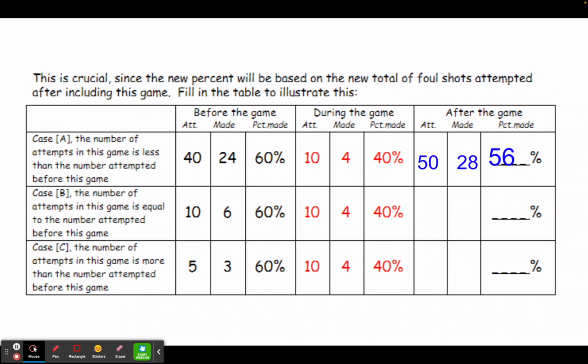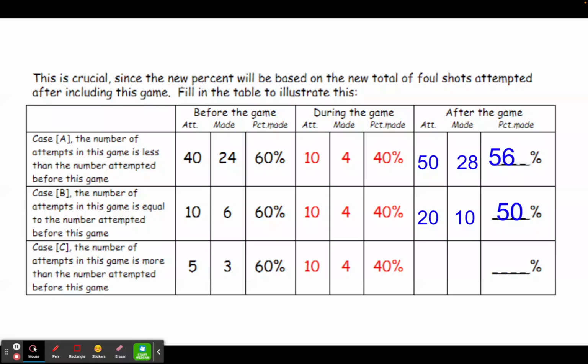Now let's look at case B. Case B is the situation where the number of attempts in this game is equal to the number of attempts before the game. So notice in both cases, they have 10 attempts. If they had 10 attempts before, 6 out of 10 would put them at 60%. They made 4 out of 10 in this game. Now their total number of attempts is 20, 10 plus 10. The total number that they made is 10, and 10 out of 20 is 50%. So in this case, we could have averaged together 40 and 60 to get 50 because that's halfway in between, and that only works because the number of attempts in each case was the same.